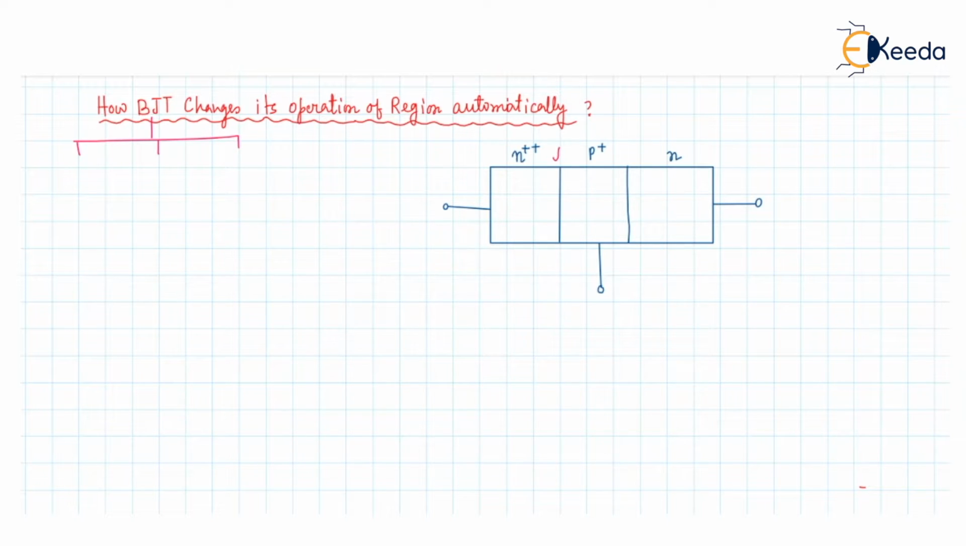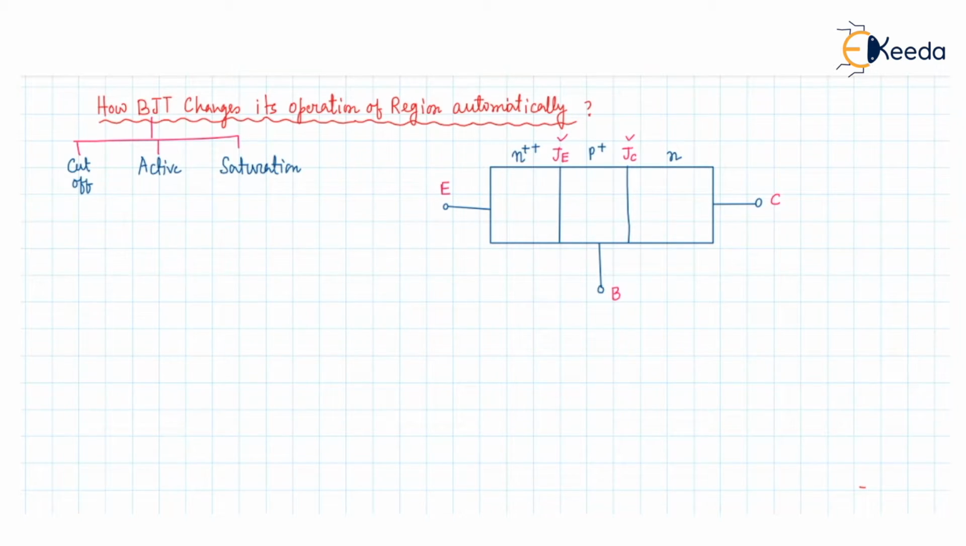So this is the JE junction, if this is the emitter region, this is the base region, and this is the collector terminal. So this PN junction is the JC junction. This is the JE and the JC junction. Depending on the biasing of JE and JC, the transistor operates in three different regions: the cut-off region, second the active region, and the third one is the saturation region.